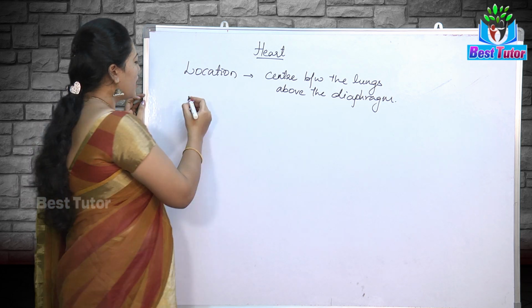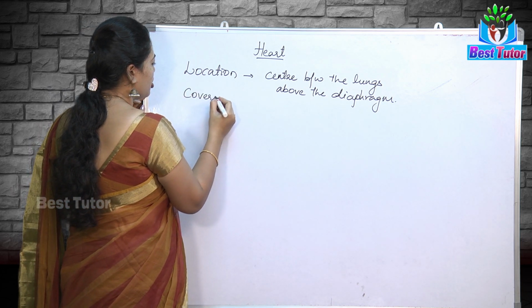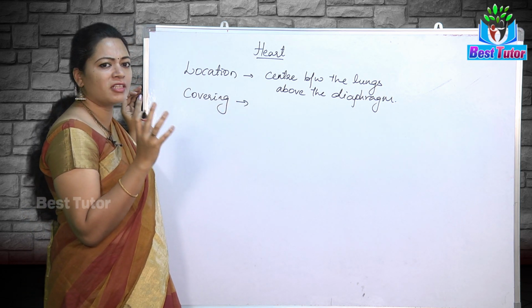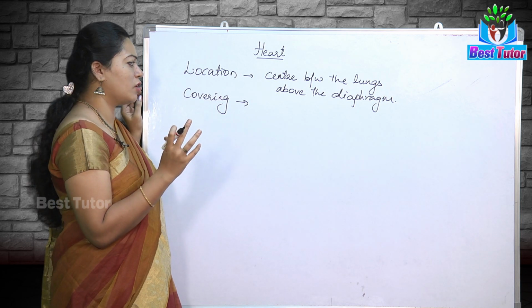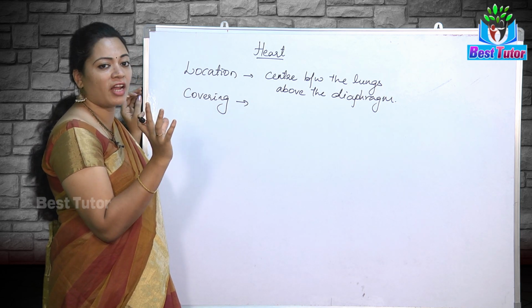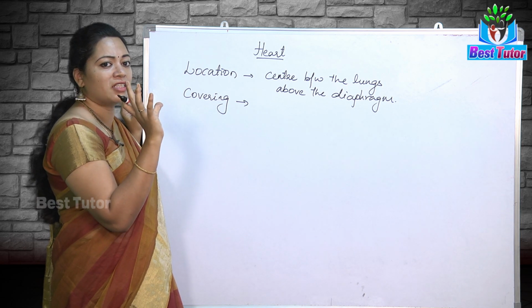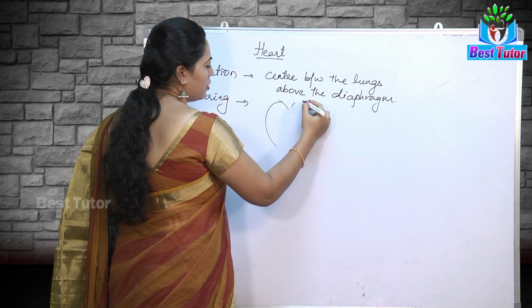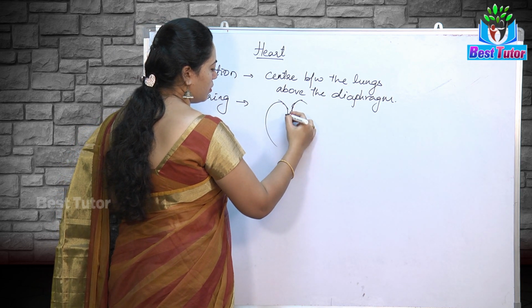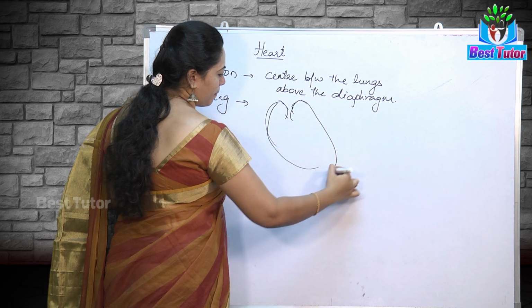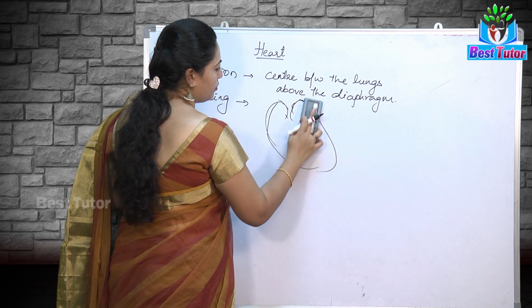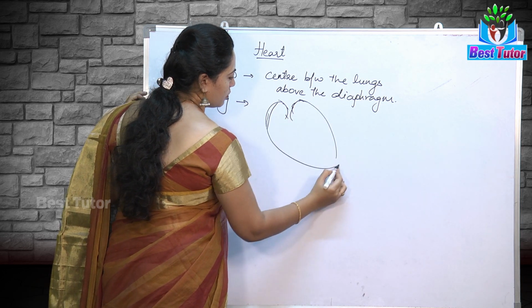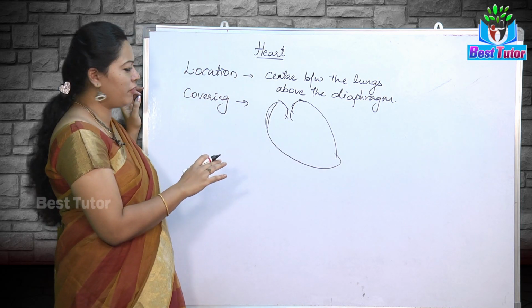Then coming to its covering or the protection it has. This heart is a muscular organ, roughly triangular in shape, or sometimes we also say it is slightly conical in shape. Now for example, if you consider, so that's how it looks. It's a rough way I am showing you.